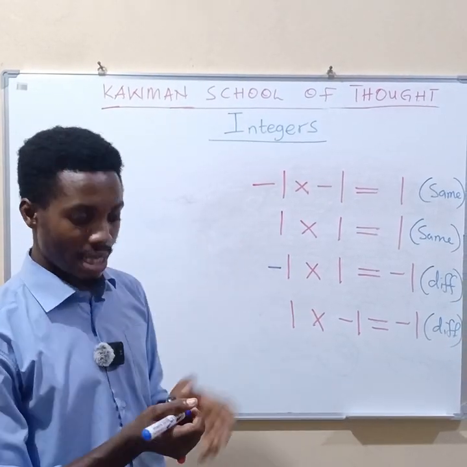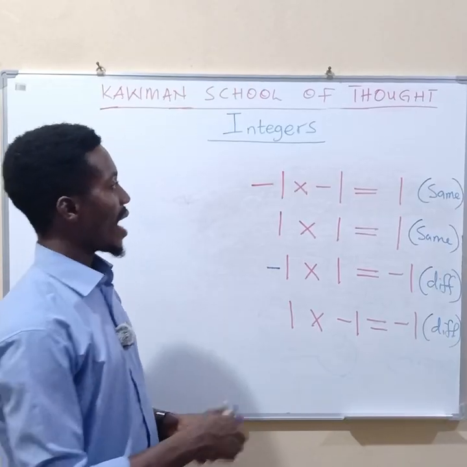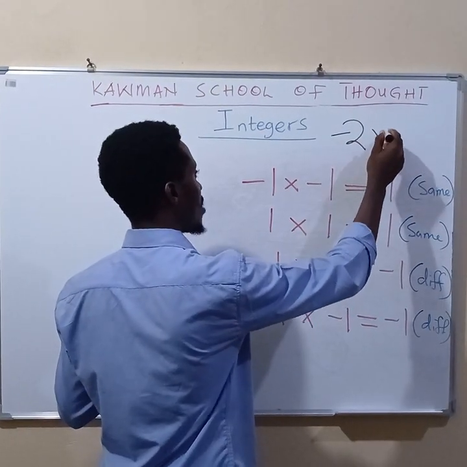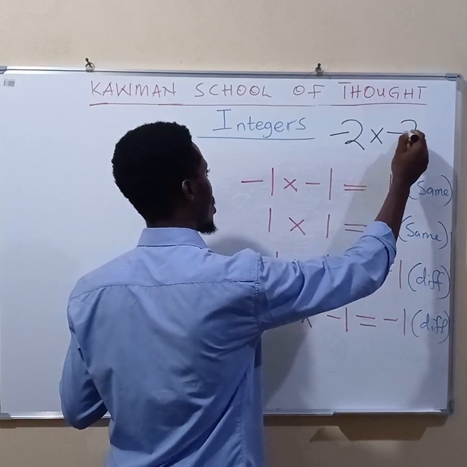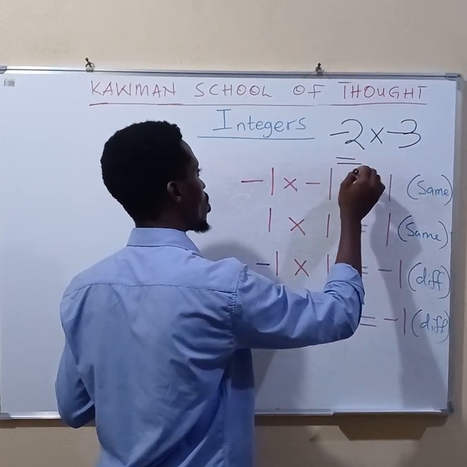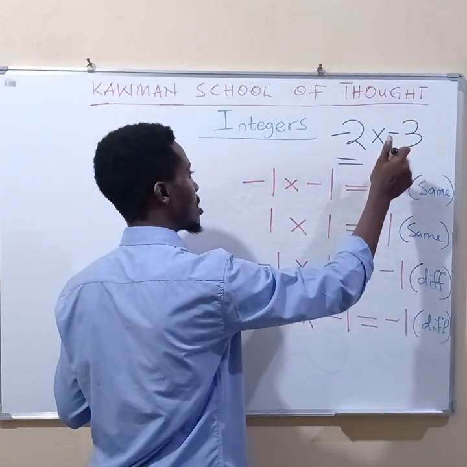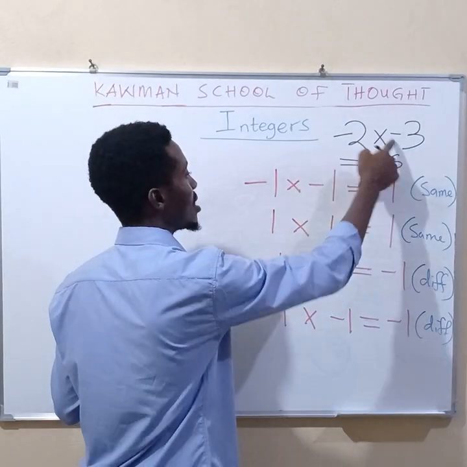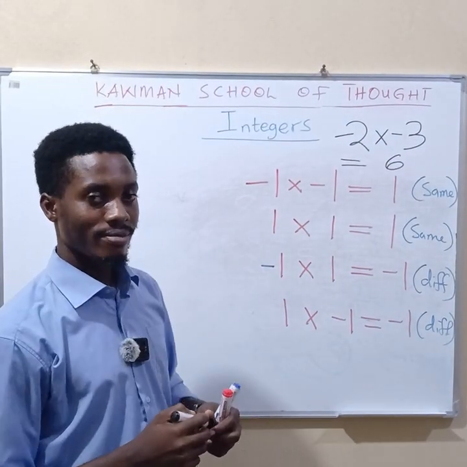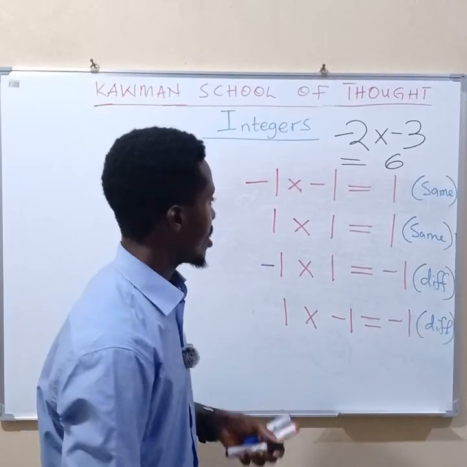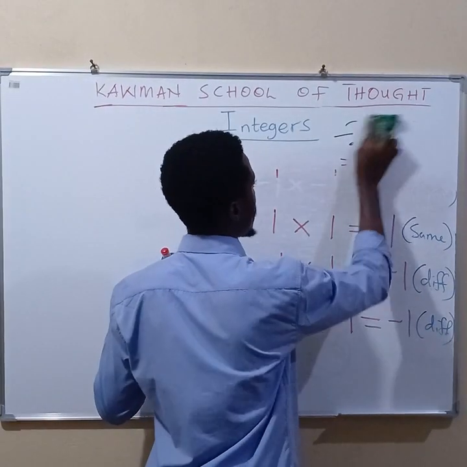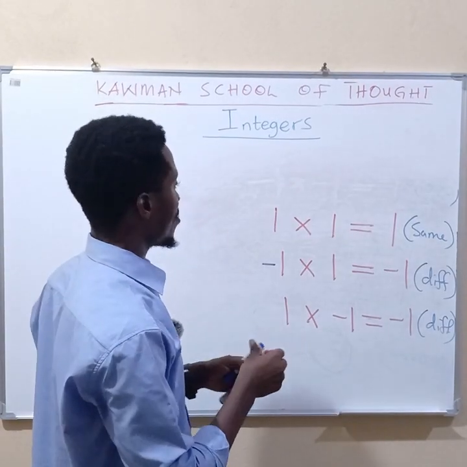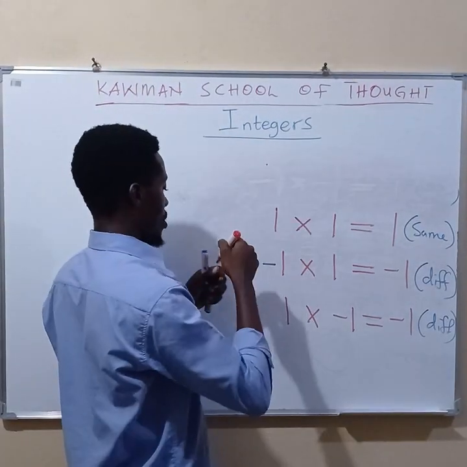So, sir, what are you saying? I'm saying that when I have negative 2 times negative 3, the answer is going to be what? Positive 6. Just multiply 2 times 3 is 6. Positive 6. Why? Because the signs are the same. Okay, so let me clean this part a little bit. We don't need it.